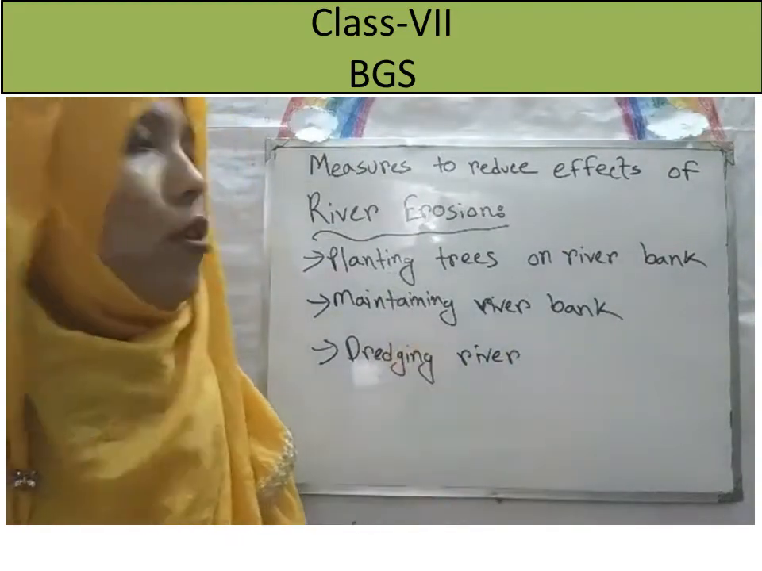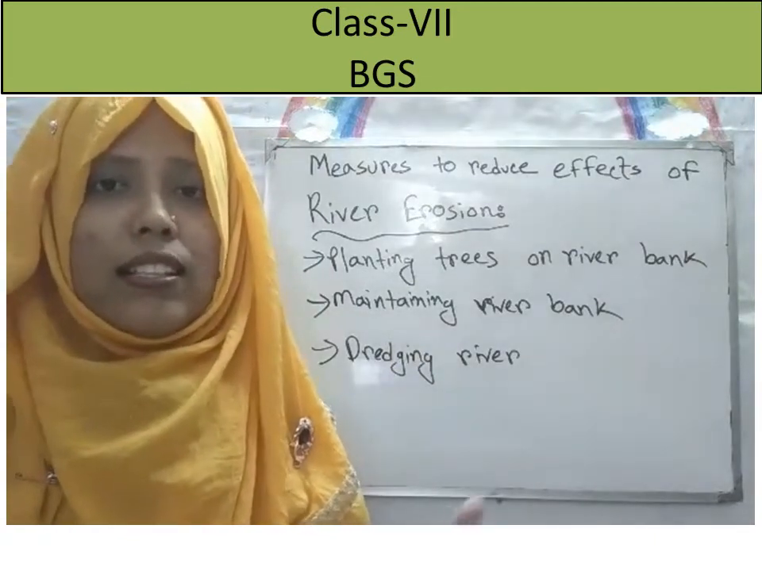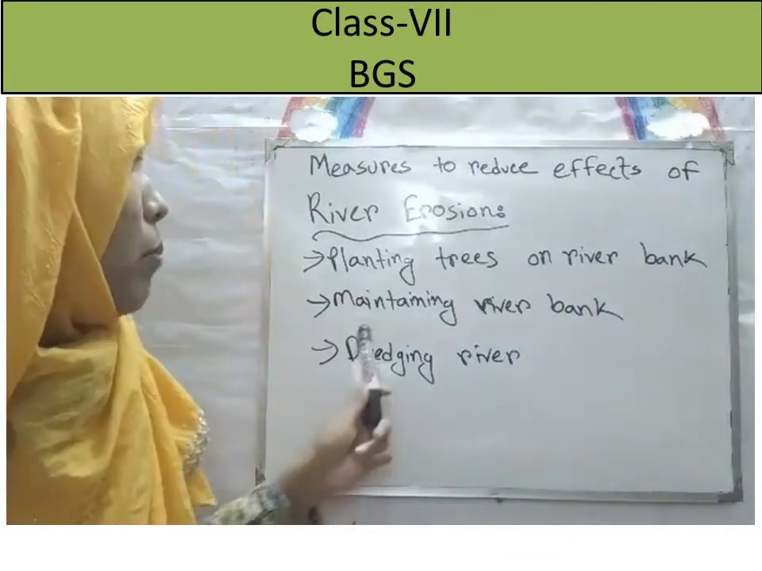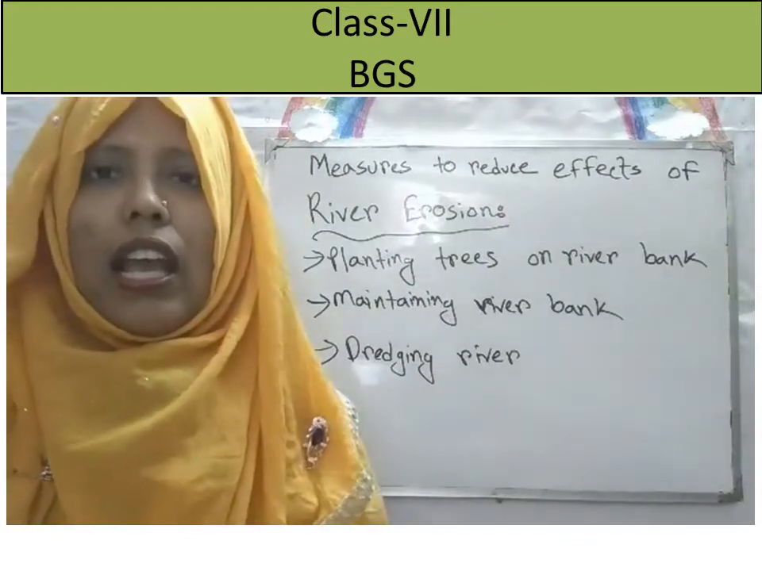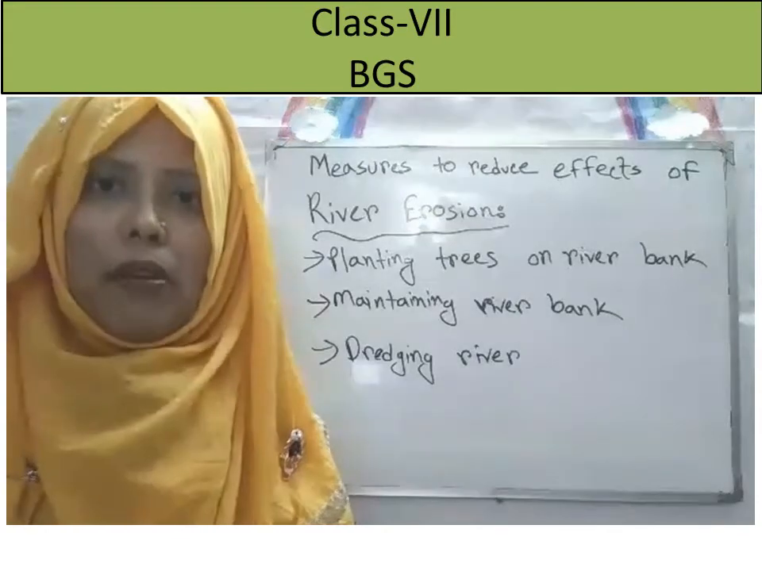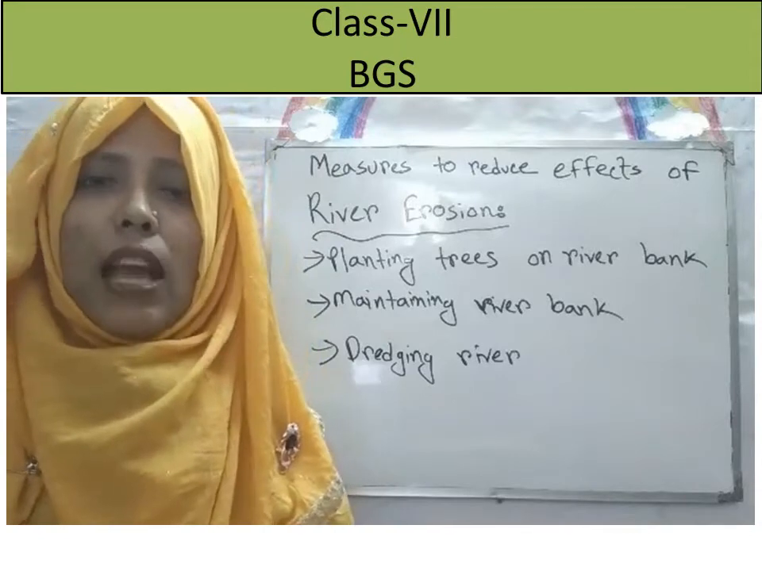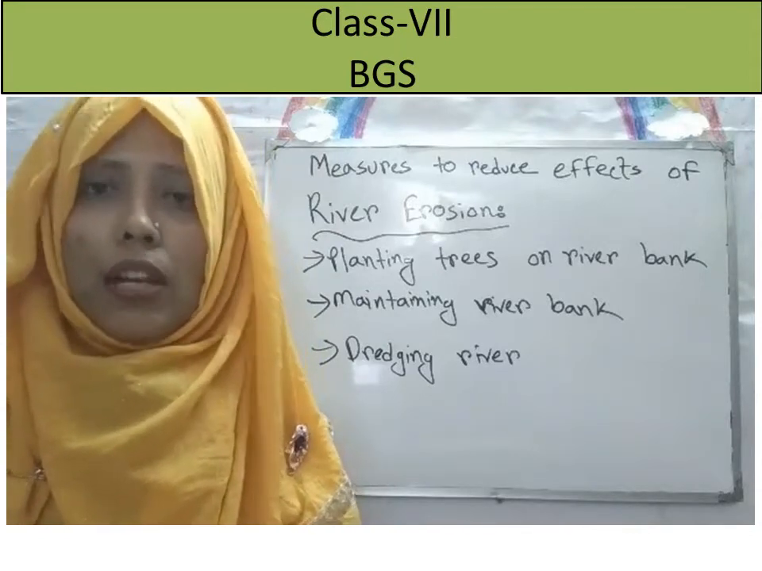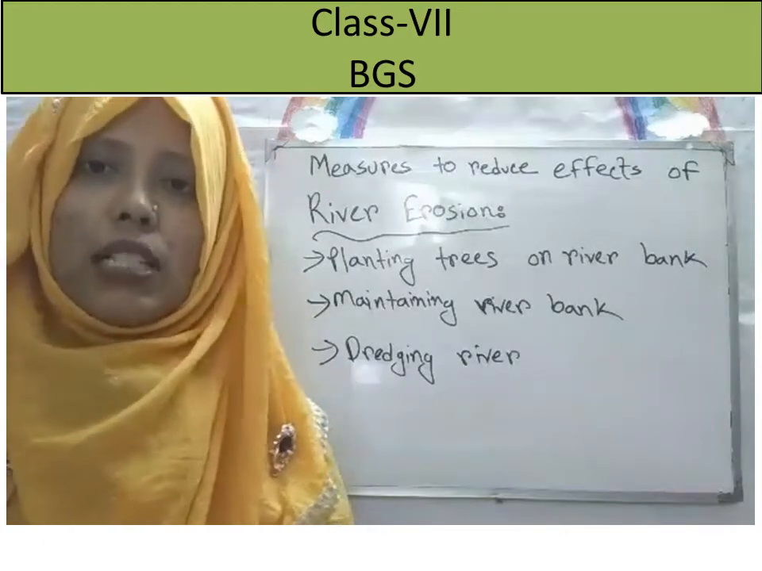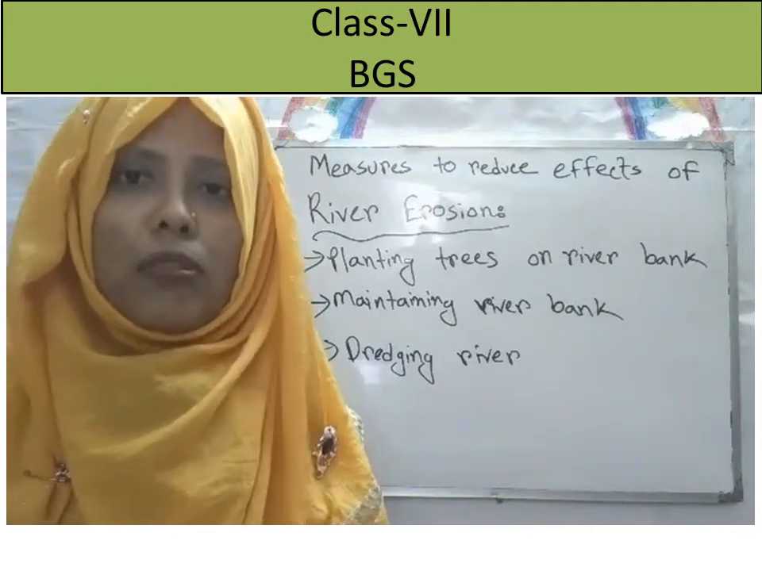If we plant more and more trees on the river bank, then these trees will protect our river bank. Maintaining the river bank: every year, on a regular basis, we should check the condition of our river bank. If it is damaged, then we take proper steps, and we protect our river bank, our cultivable land, our houses, our mills, factories, and many types of buildings from river erosion.